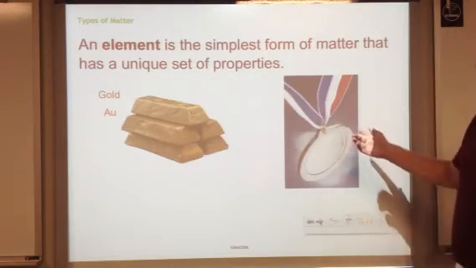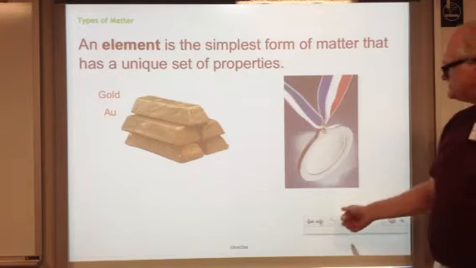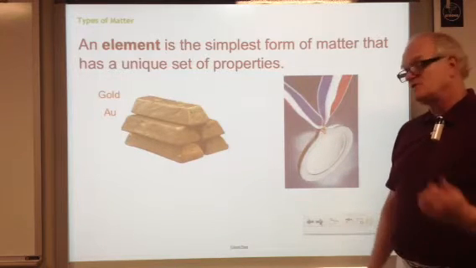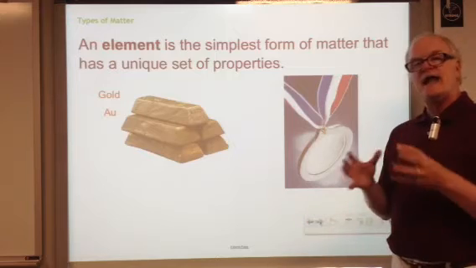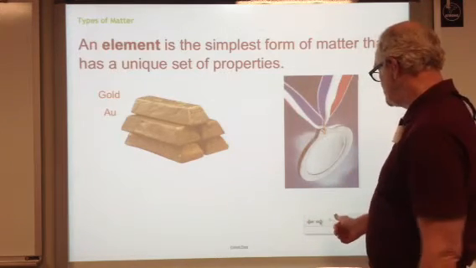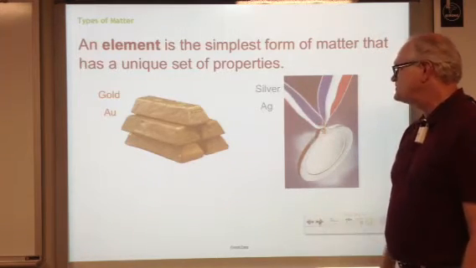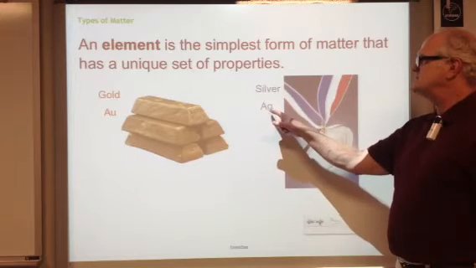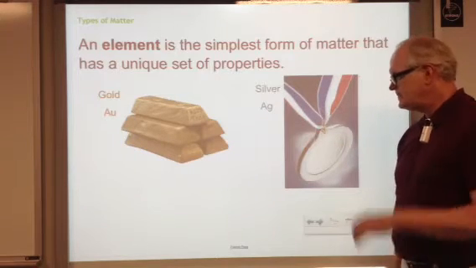Silver is the same way. This is a silver metal made of silver. Silver has its own unique properties. We cannot break it down into another substance that has different properties. Silver has a symbol, Ag.